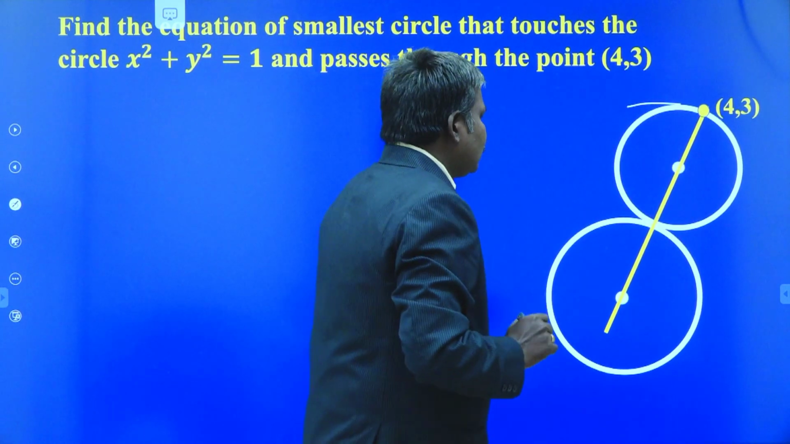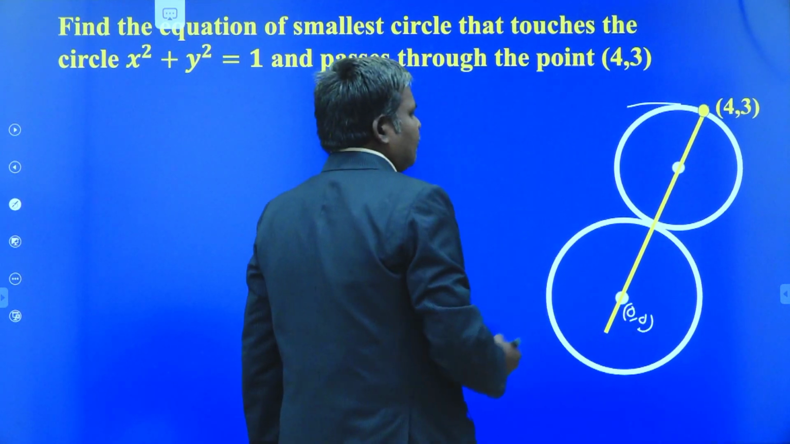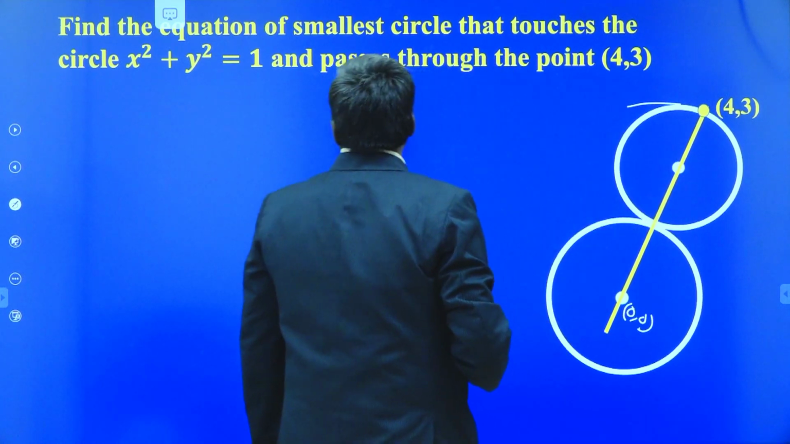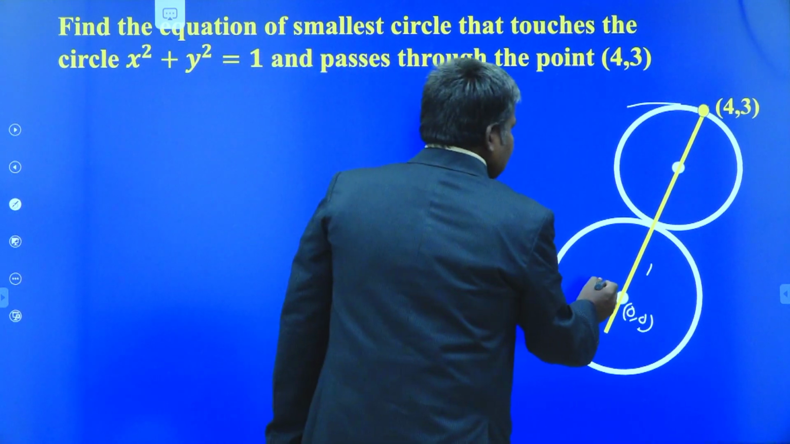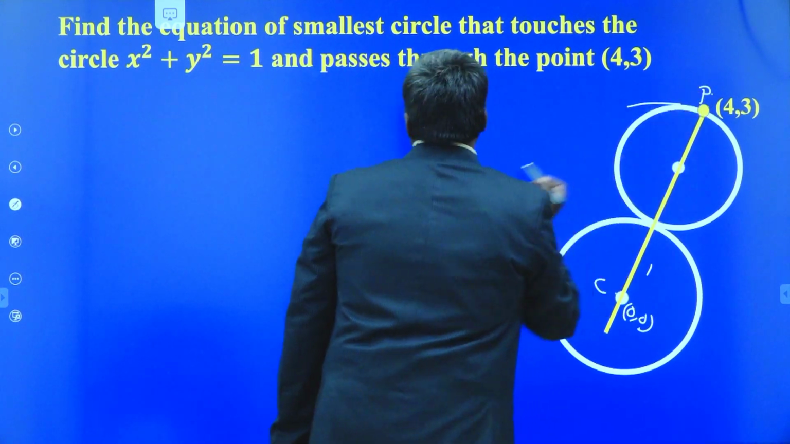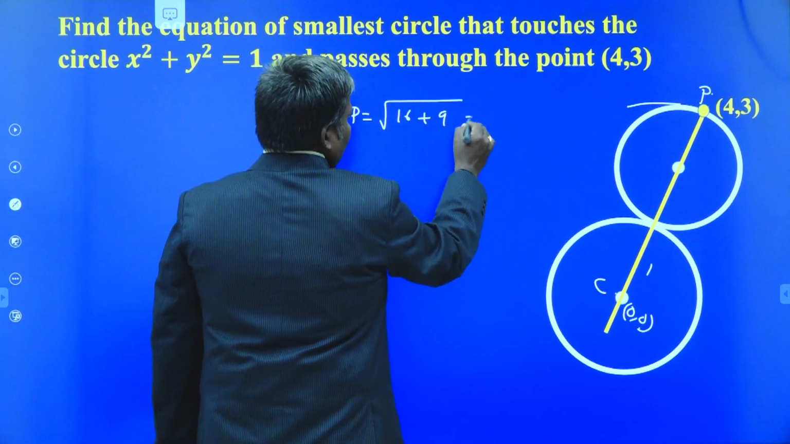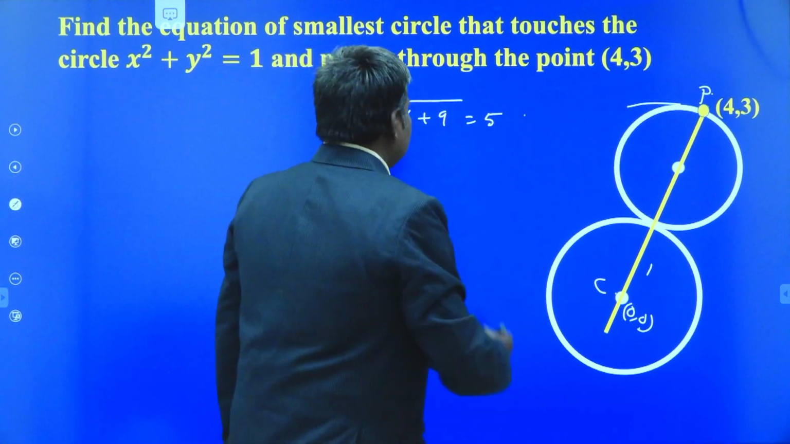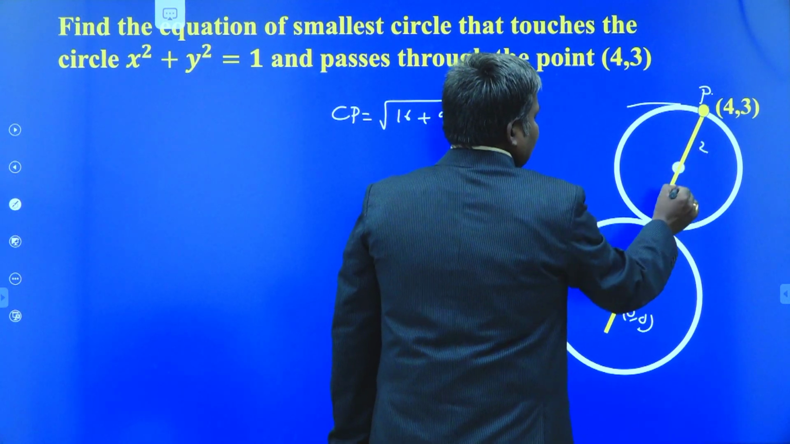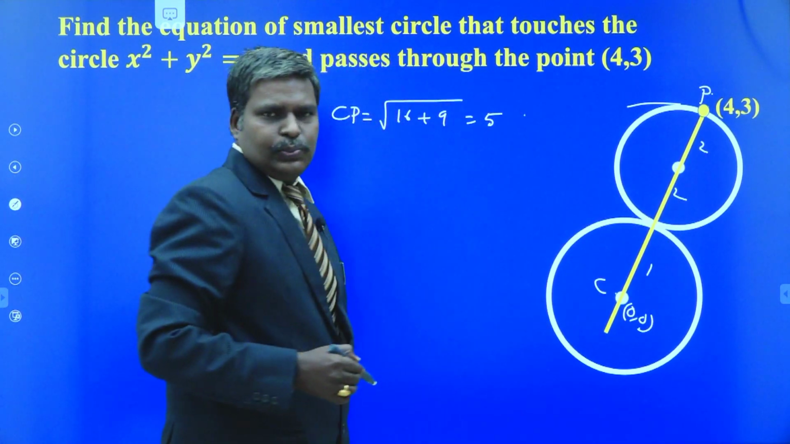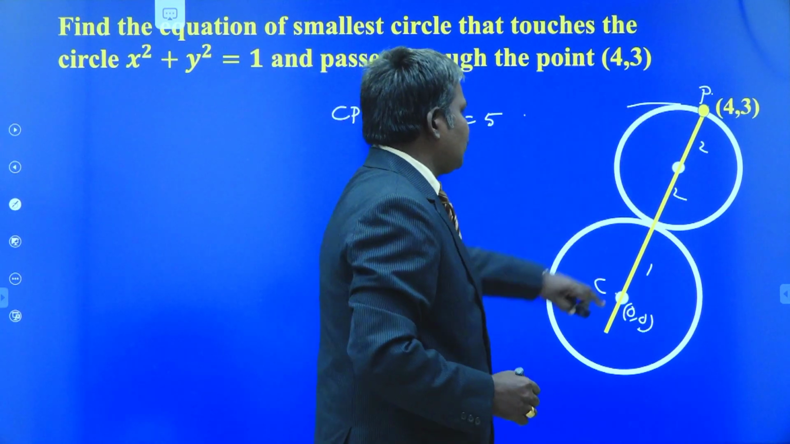So what is the center of the circle here? (0, 0) is the center of the circle, and the radius of the circle is 1 unit. This is say C, this is my point P. What is the CP distance now? CP is equal to root of 16 plus 9, that is 5 units. So the distance from here to here is 5 units, this part is 1, so this becomes 4 units. So the center divides it into 2 equal parts, 2 and 2. This is 4 units, this is 1, 1 plus 4, 5 units. This is the distance from C to P.